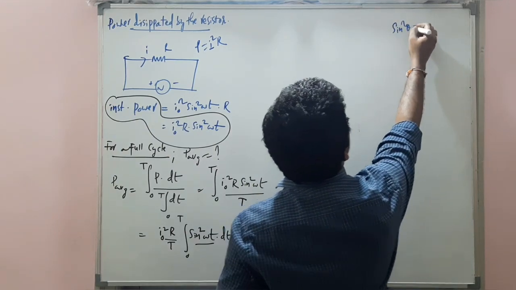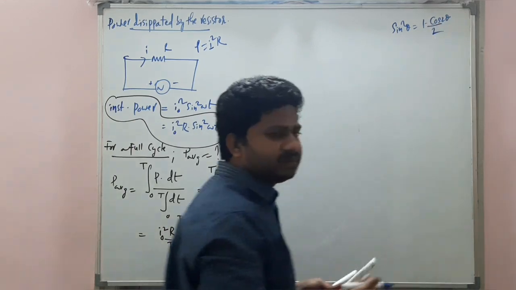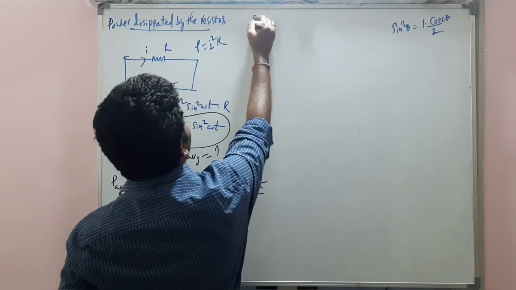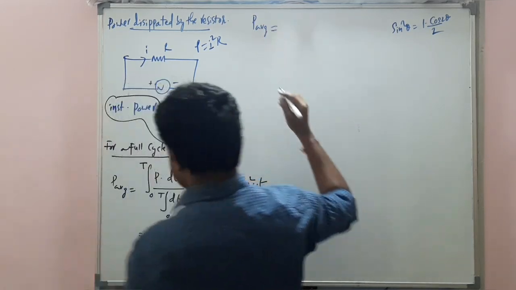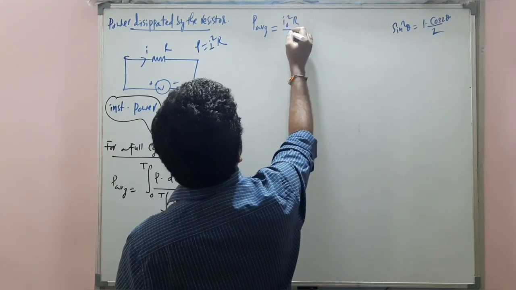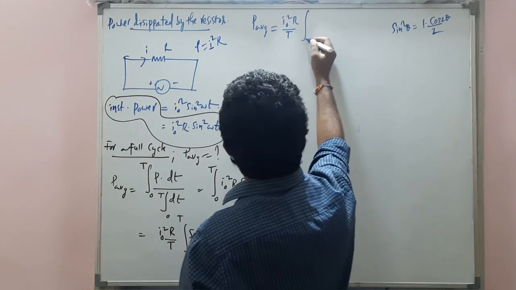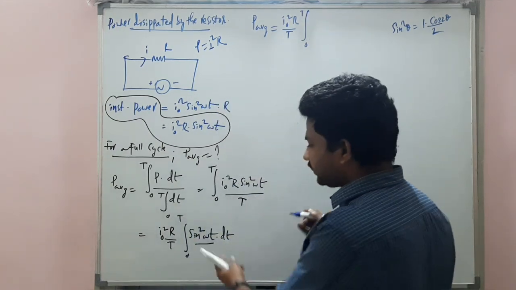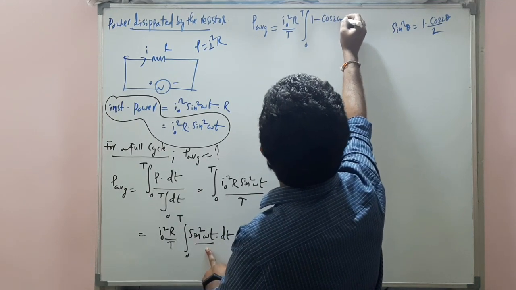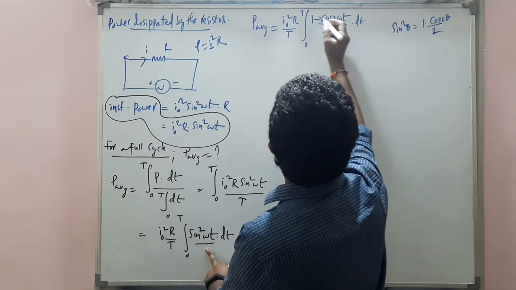The sin square theta formula is 1 minus cos 2 theta by 2. Did you remember that? Same, let's apply here. So the average power we are discussing is equal to I naught square R divided by T, integral 0 to T, full cycle, sin square theta is 1 minus cos 2 theta, theta is omega t, by 2, into dt. So this is the full.